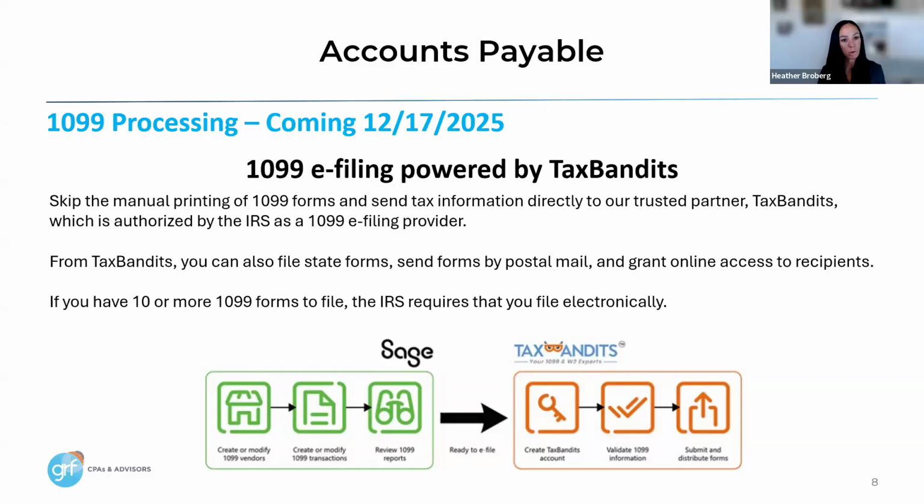Once you wrap up your 1099 information in Sage Intacct, you'll be able to quickly kick off a button. You can see here the button in Intacct is going to say ready to e-file. It is going to send the information directly from Sage Intacct over to Tax Bandits. Tax Bandits will then populate the forms and electronically file those with the IRS for you.